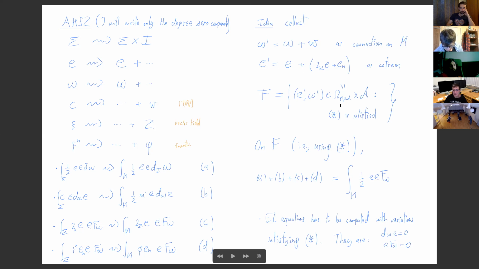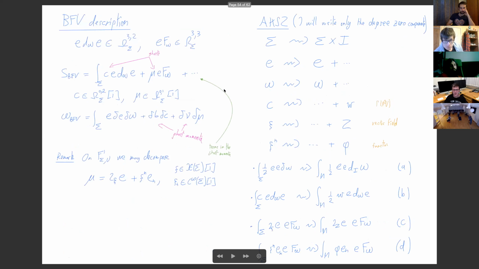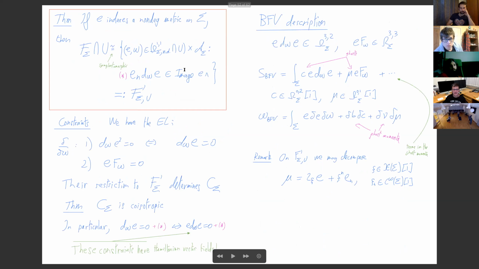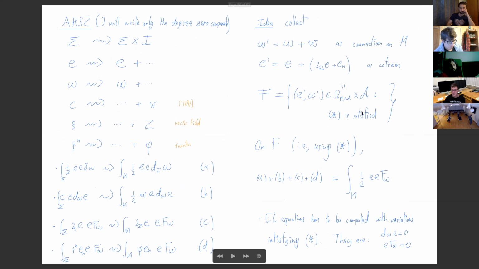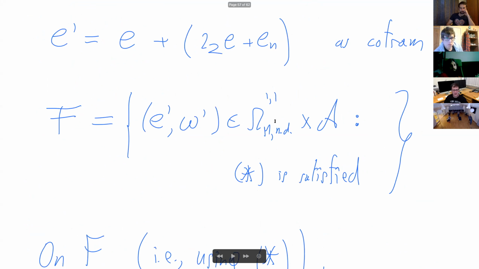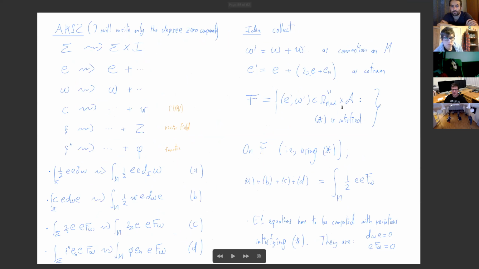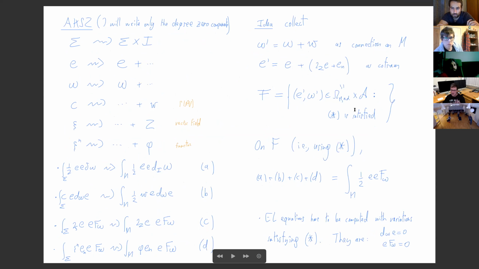The only point is that these E prime, omega prime are not free because we had this equation star, right, in the definition of F sigma, and this equation star has to be satisfied. So the new space of fields is a subspace of the original space of fields for the Palatini-Cartan form. It's not the same space of fields, it's a subspace. Okay? There is some structural equation that is to be satisfied. On the other hand, if you sum up A, B, C, and D, you get the Palatini-Cartan action. So here it should be prime.